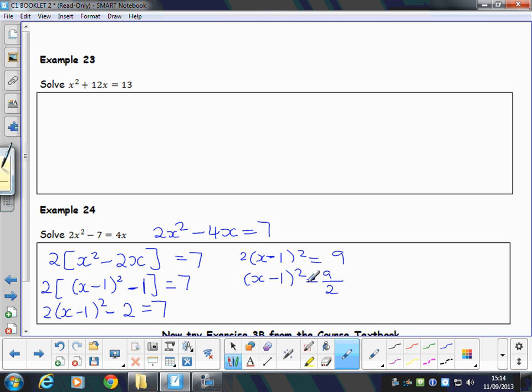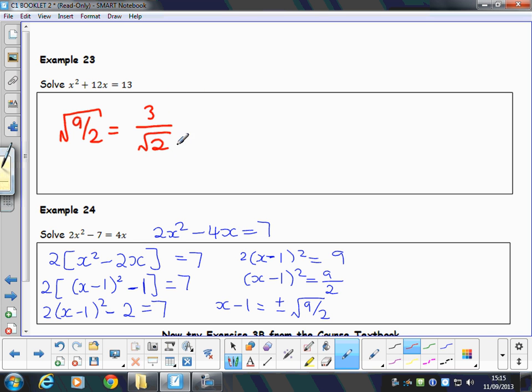Okay, so now I can square root both sides. So I've got x minus 1 is equal to plus or minus the square root of 9 over 2. Okay, I can simplify this. I'm just going to do that up here. So if we're looking at the square root of 9 over 2, the square root of 9 is 3, and the square root of 2, I'm just going to leave that as the square root of 2. Okay, so I've got 3 over root 2.